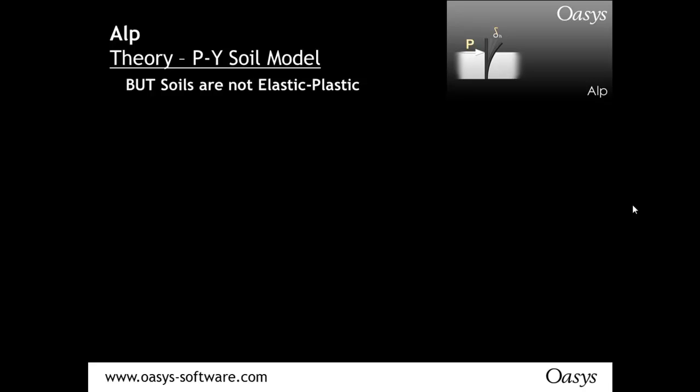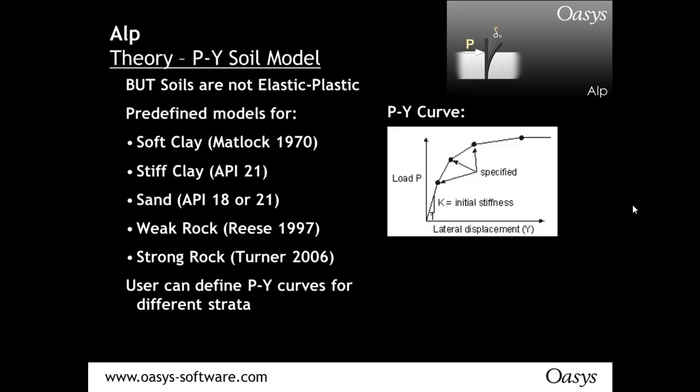So soils are inherently not elastic plastic, and there are a number of curves available from theory for soft clay, stiff clay, sand, different types of rock. And you can either use publications yourself or site investigation data to actually define your own PY curves for different strata as well. So this is quite a good feature that ALP provides, and it helps you model the response of the soil much more accurately than an elastic plastic model.